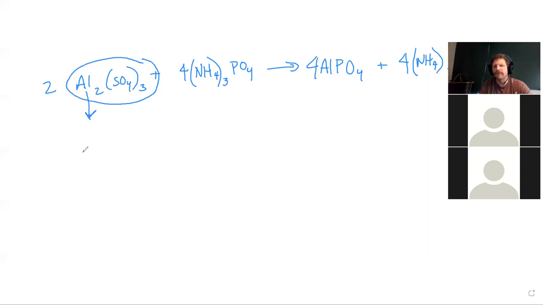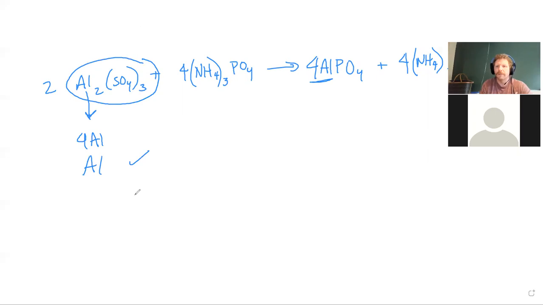And in each one of them, we have 2 aluminums. So we've got 4Al. Okay. How many over here? Well, we got 4Al there. So the aluminum is balanced. I'm going to check that off.